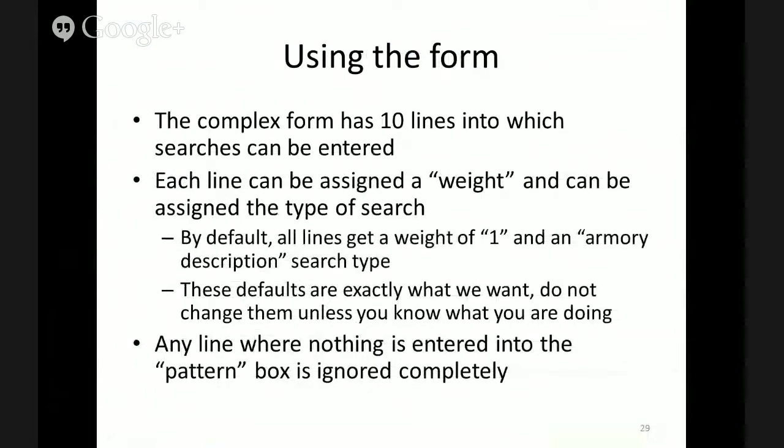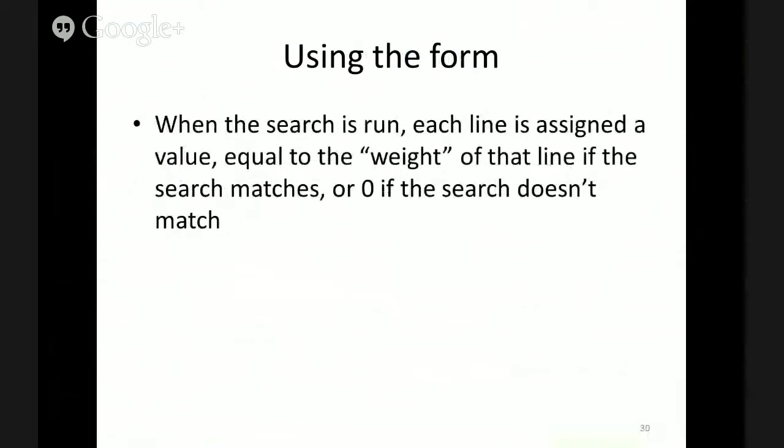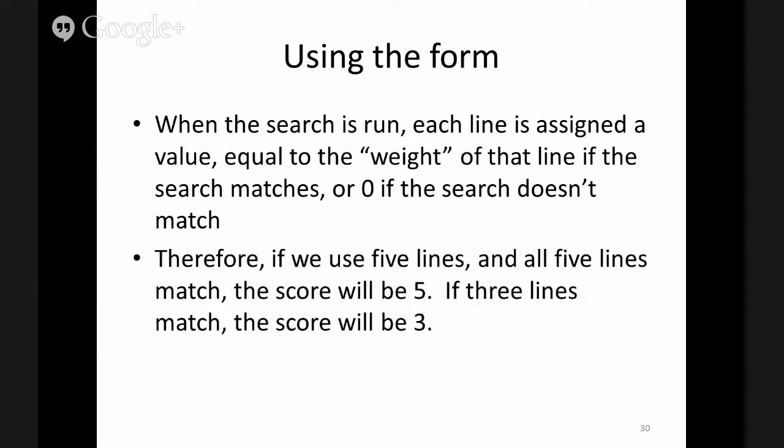So when the search is run, each line is assigned a value equal to the weight of that line if the search matches, or 0 if it's a mismatch. So if we use 5 lines and all 5 lines match, the maximum score will be 5. If 3 of the 5 lines match, the maximum score will be 3.